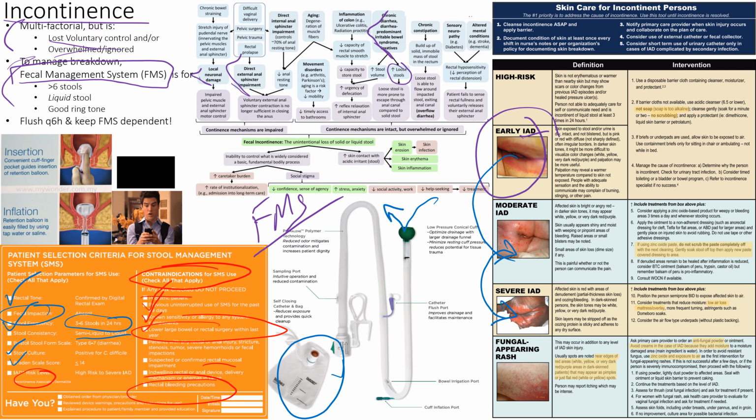All right, so we talked about different types of incontinence, right? So the mechanisms are overwhelmed, or they don't have the rectal tone in the first place because of something like a spinal cord injury. Okay, so usually, 3 to 6 stools is the low end, but definitely more than 6 stools is a good time to use a fecal management system, right? It has to be liquid stools, so that's a 7 on our Bristol scale.